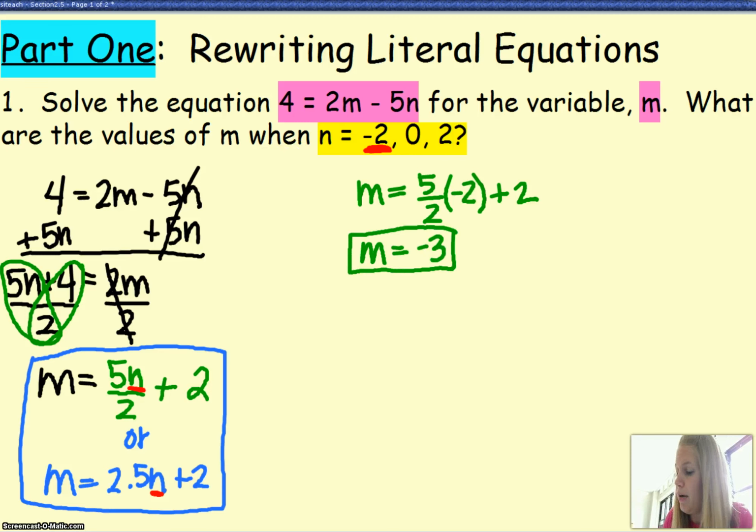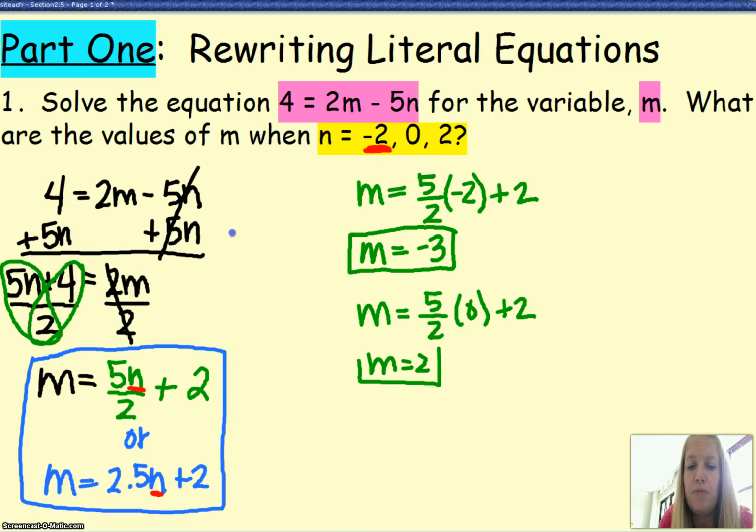You may also use a calculator, this whole chapter I told you. So you could do 2.5 times negative 2, and then add 2 to that, and you'll get negative 3. Now we do it again for the next number. m equals 5 over 2 times 0 plus 2. This is 0, so m just equals 2. And the last one, m equals 5 over 2 times 2 plus 2. These two cancel out, 5 plus 2, m equals 7.